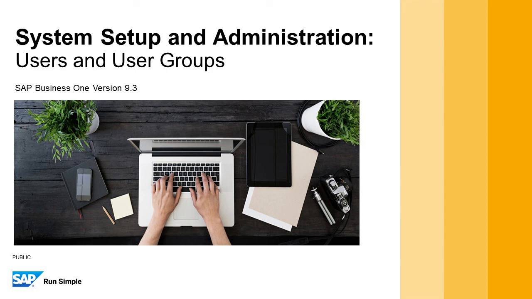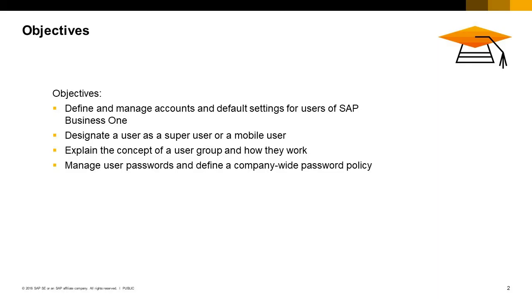This topic covers user accounts, default settings for users, and user groups. On completion of this topic, you will be able to define and manage accounts and default settings for users of SAP Business One. You will also be able to designate a user as a super user or a mobile user. You will be able to explain the concept of a user group and how these groups work. Lastly, you will be able to manage passwords for users, including the definition of a company-wide password policy.